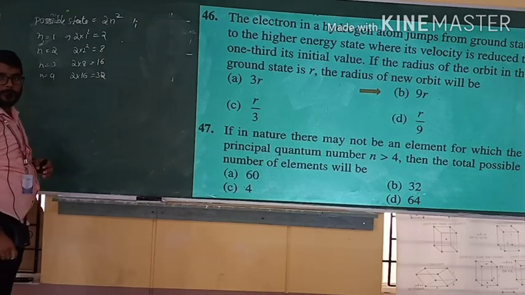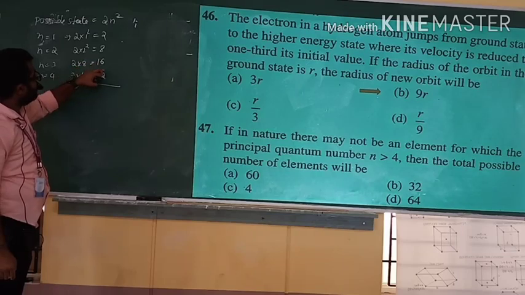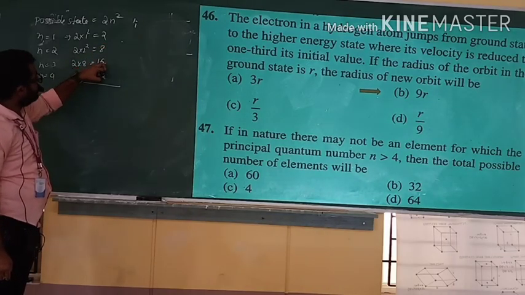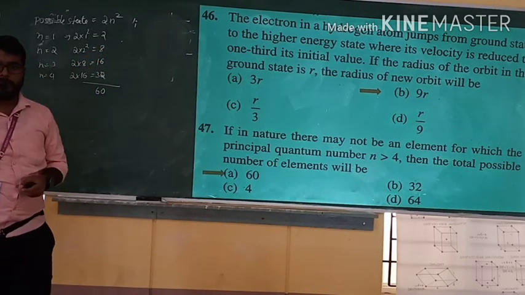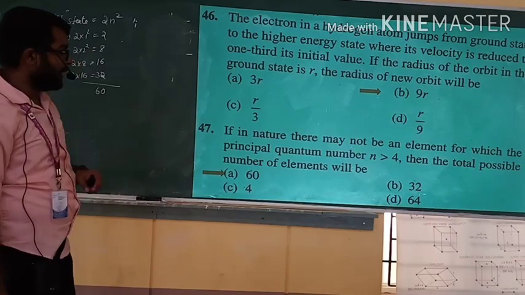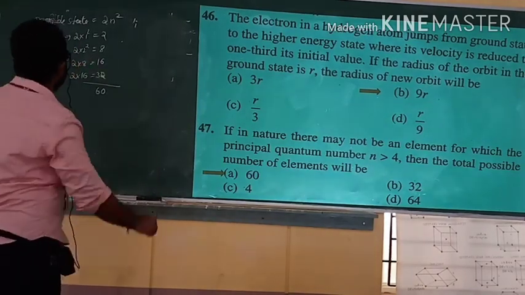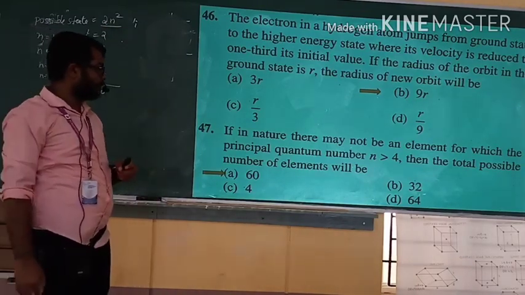Now everyone add them up. Adding the total, you get 60 as the answer. The total number of possible elements is 60. The possible states will be 2 into n square.